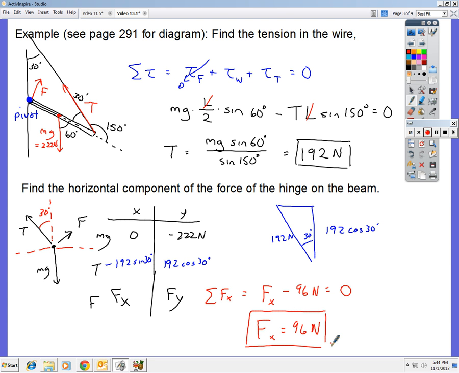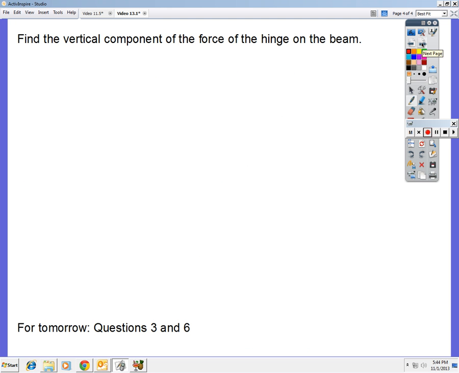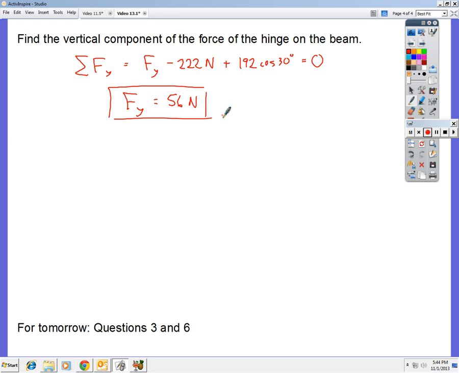That was easy enough. I mean, once you find the tension, this is just a good old-fashioned physics B dynamics problem. And last of all, the vertical component. Sum all the y components, that equals Fy minus 222 newtons plus 192 cosine 30 degrees, all of which equals 0. Doing a bit of algebra and then plugging into the calculator gives us Fy equals positive 56 newtons.